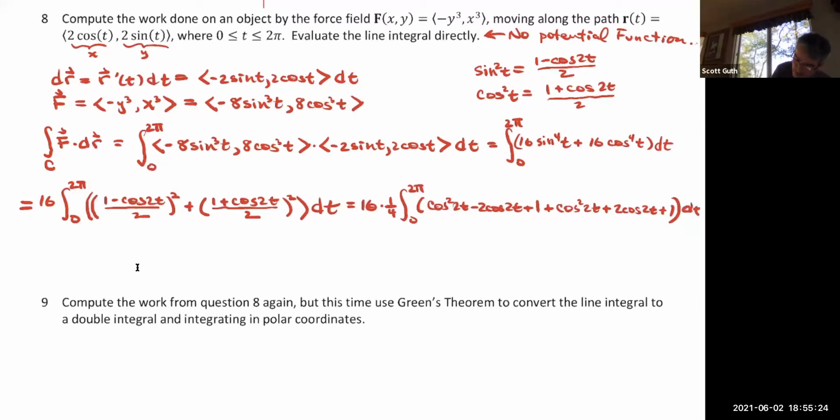The negative 2 cos 2t cancels the positive 2 cos 2t. The ones will combine. I think you get 2 cosine squared 2t, right? So I think we see a 4 integral 0 to 2 pi. It's 2 cos squared 2t plus 2, right? Like that.